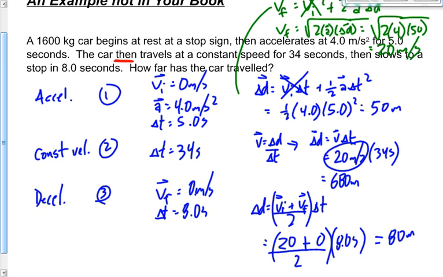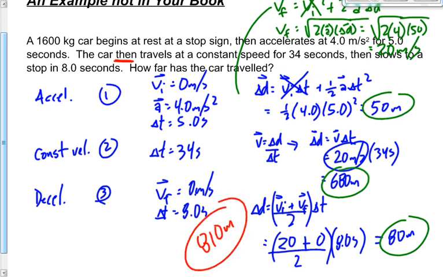Let's add this to this to this. 50 plus 680 is 730, plus 80 is 810. The entire distance traveled here is 810 meters. Technically, it should be 2 digits because of this. 8.1 times 10 to the 2 meters.